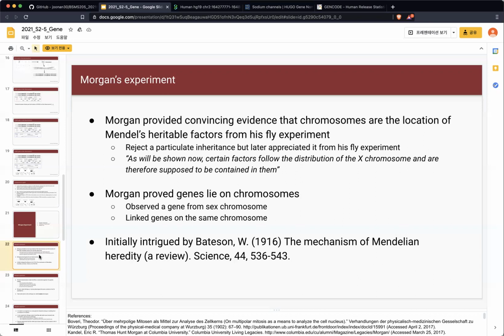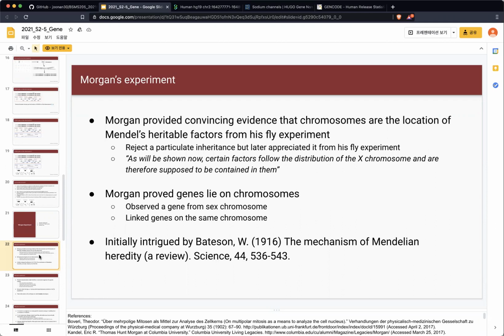First, he conceptualized the gene on the chromosomes, right? So he's the person who moved the perspective from the chromosome to the gene as to Mendelian inheritance. He was the person who contributed that notion. And the second is gene linkage, genetic linkage on the same chromosomes, right?